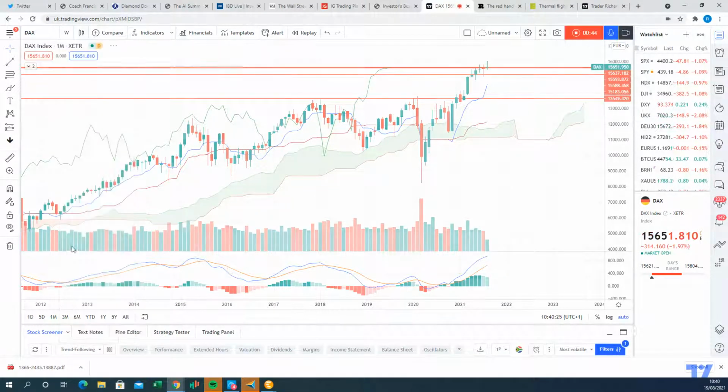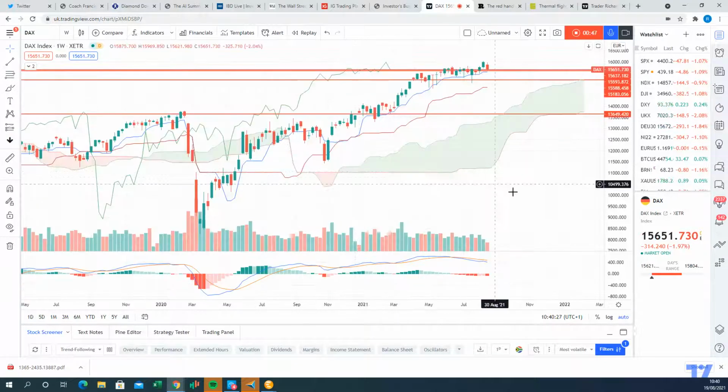Now looking at the weekly chart will give us a bit more of an idea where we are. The Xetra Dax is testing the standard line there, the turning line of the cloud, with downside risk to the front end of the cloud here at 15,184, and then the standard line here of the cloud at 14,858. So these are the downside risk levels to watch out for.